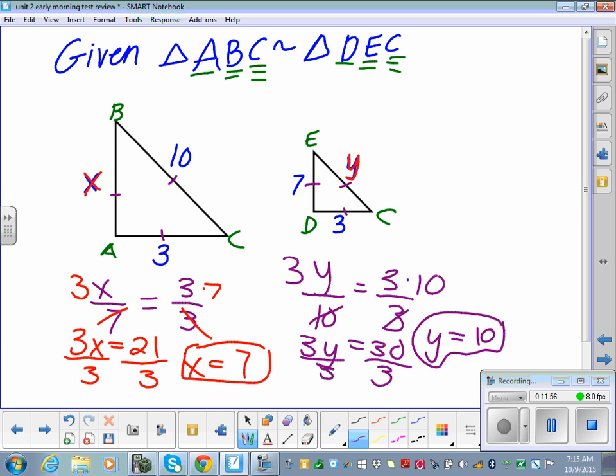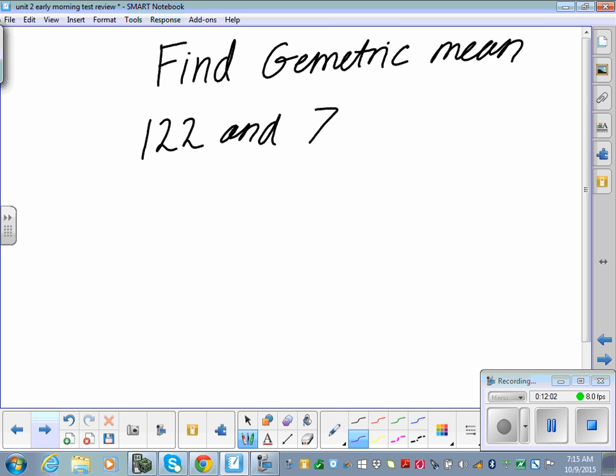Okay, you will see one like that on the test. Are we all okay with that? Okay, that one wasn't too bad. You will see one that simply just says, find the geometric mean, period, end of story. Find the geometric mean, no picture, just exactly worded like that.